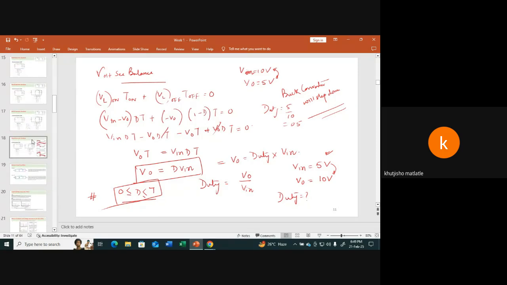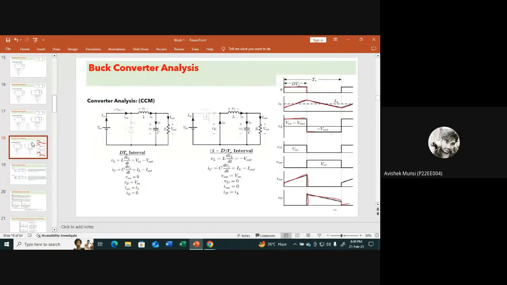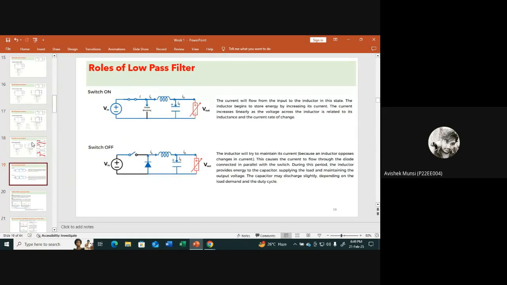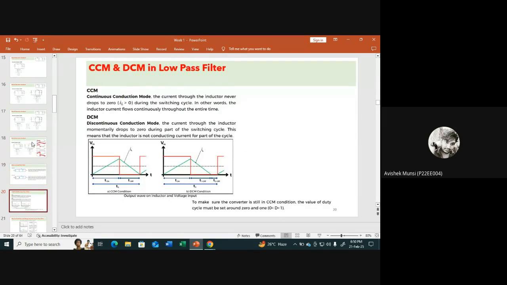Fine. So we are here. We discussed the role of the low pass filter, that basically it cancels out the ripple current and ripple voltage, to make it simpler. Right now I'm discussing what is the continuous conduction mode and what is the discontinuous conduction mode.